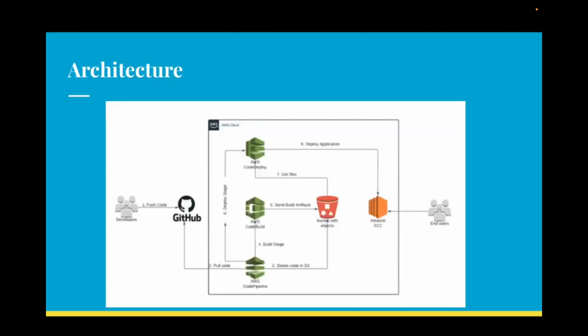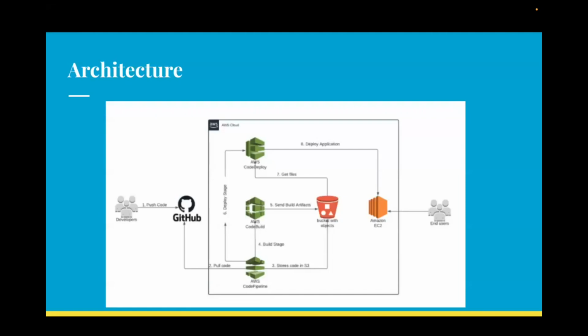Here's the system diagram to illustrate how the CI/CD pipeline works. I will walk you through it and explain it in more detail along the way. First, the developer pushes the code to the GitHub repository. AWS CodePipeline gets triggered and starts to pull the source code and store the code into the S3 bucket.